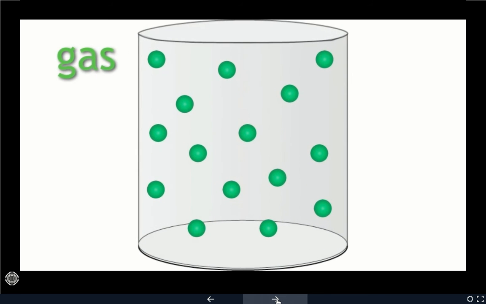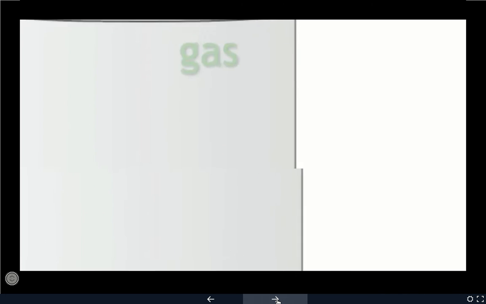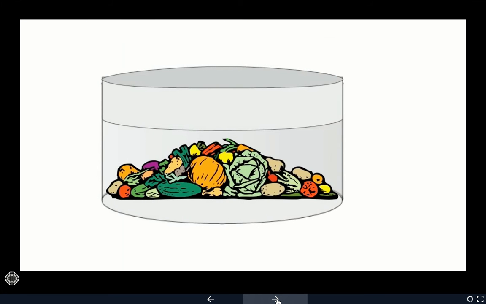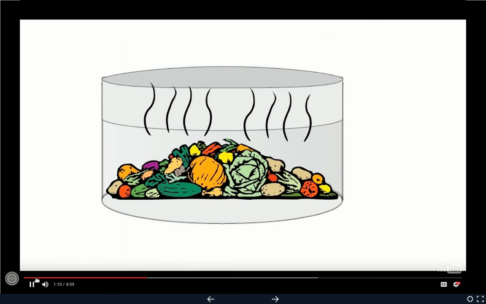This, of course, explains why a gas takes the shape of its container. It's because the particles will each continue to travel in a straight line until they hit something, in this case the wall of the container. So, the smelly gases given off by rotting vegetables in a sealed box will fill.